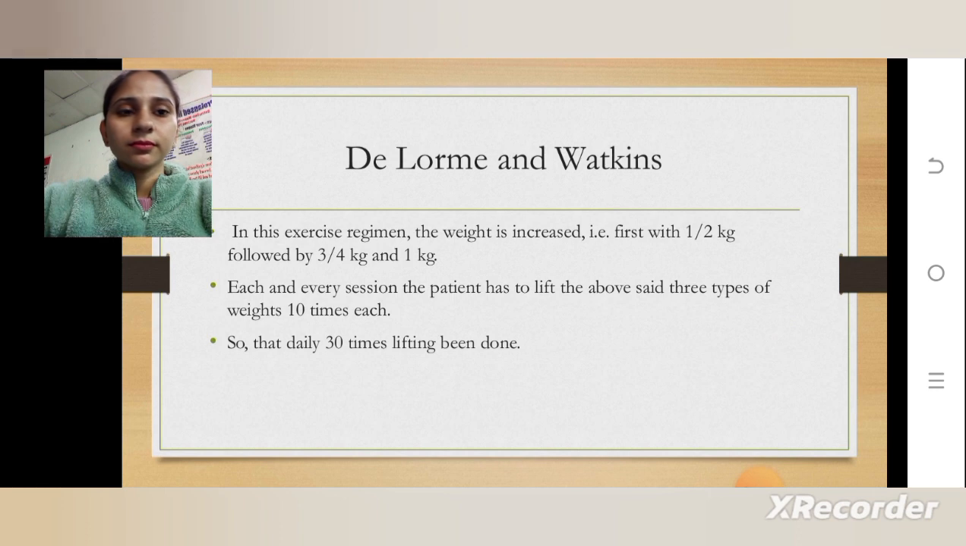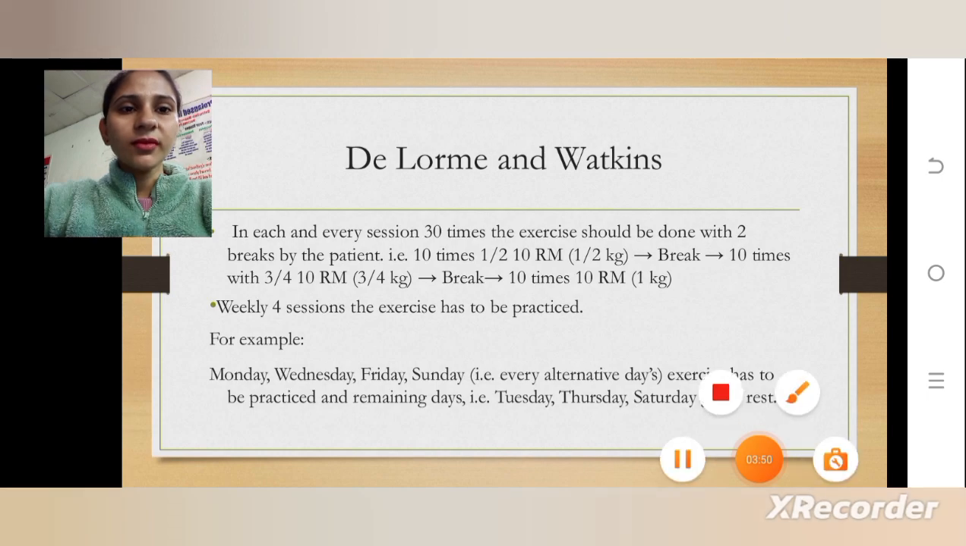Then DeLorme and Watkins: in this exercise regime, the weight is increased, first with half a kg, followed by 3/4 kg and 1 kg. In each and every session, the patient has to lift the above three weights 10 times each, so that daily 30 lifts are done.